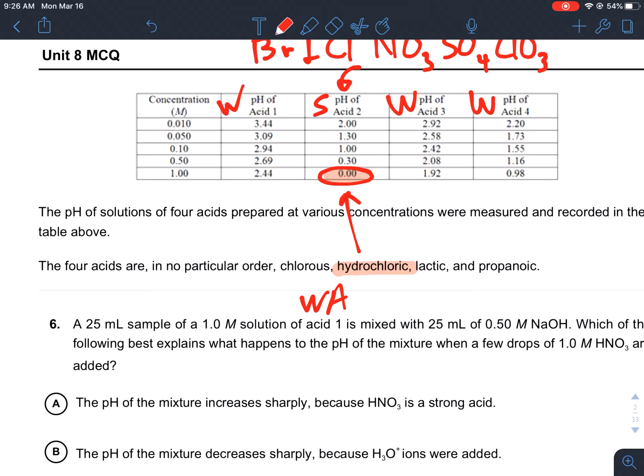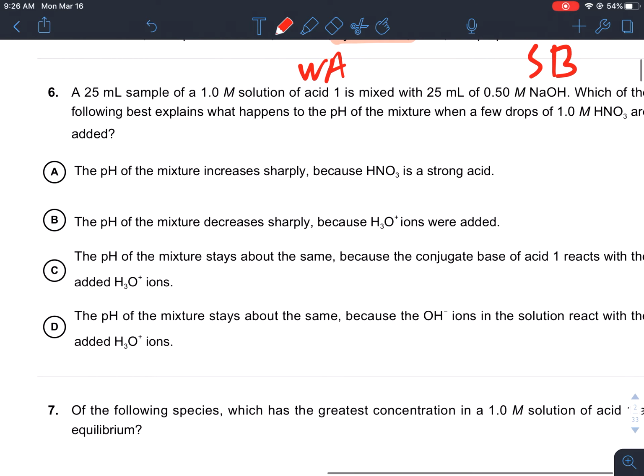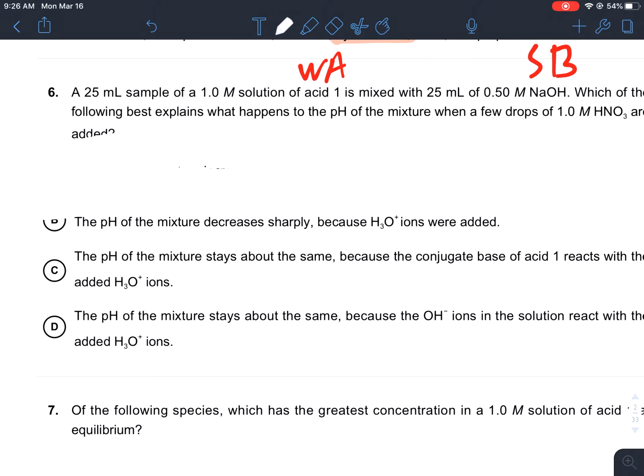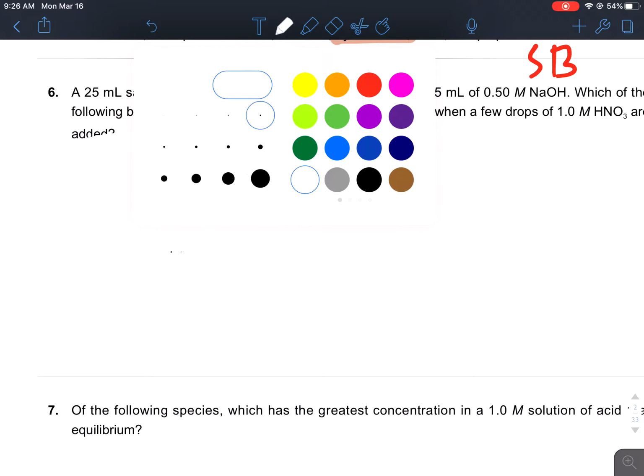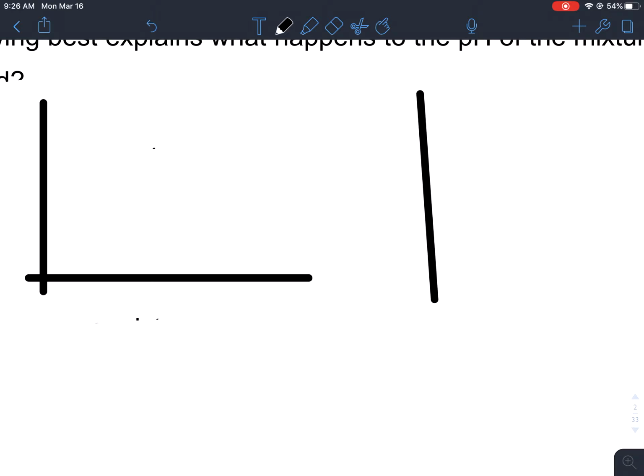Oh shoot, this is so much to explain. Okay, this is a strong base. All right, before I can even answer this question, let's talk about what we're talking about. This is going to take me a little bit of time, but it's going to answer more than one question, so it's very worth it. When you have a strong acid, strong base, it's going to be a lot different than a weak acid, strong base. Let me show you why.